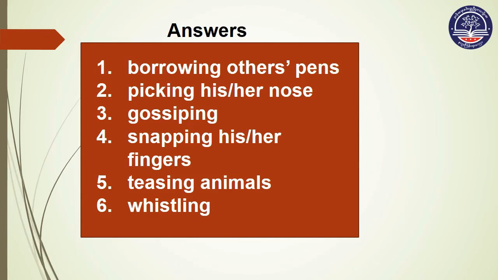Now let's check our answers together. For number 1, it says borrowing others' pens. Number 2, picking his or her nose. Number 3, gossiping. Number 4, snapping his or her fingers. Number 5, teasing animals. Number 6, whistling.